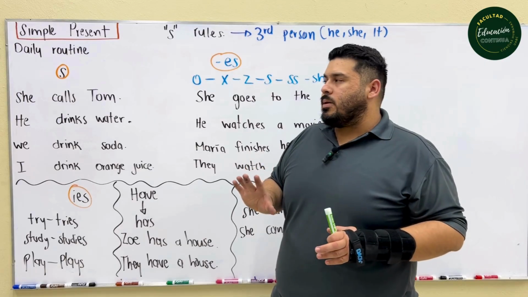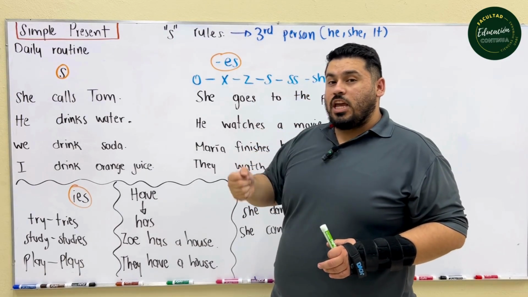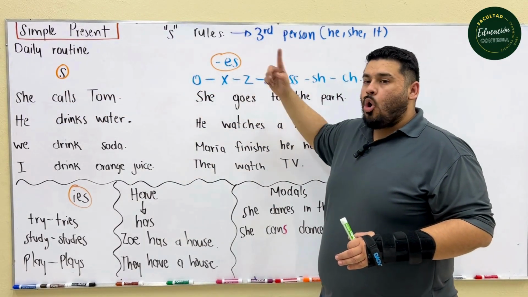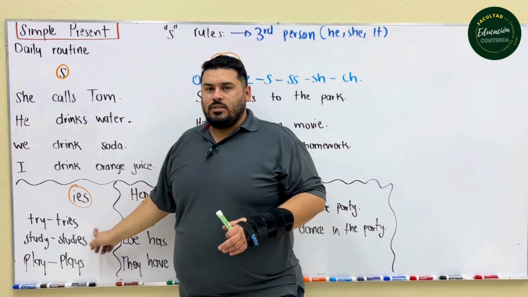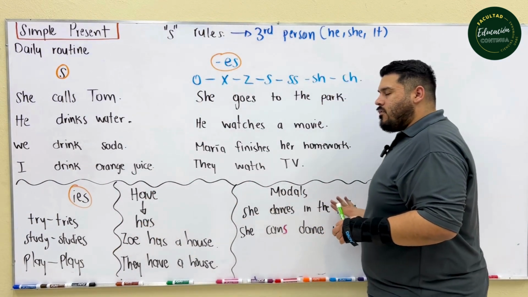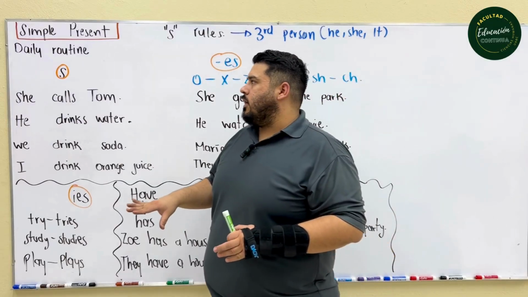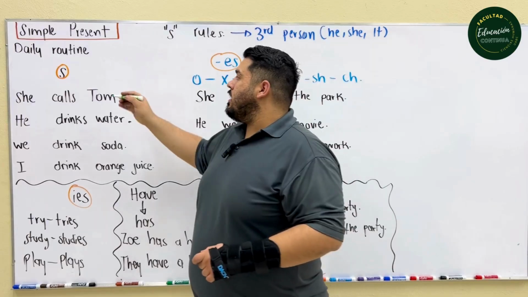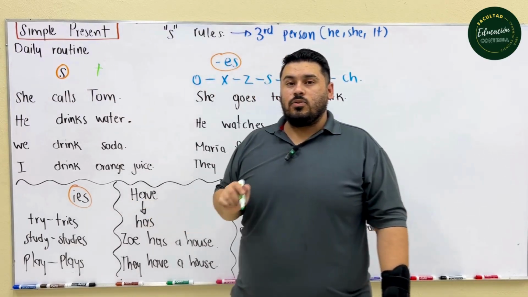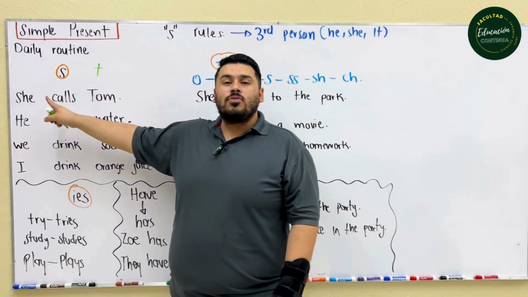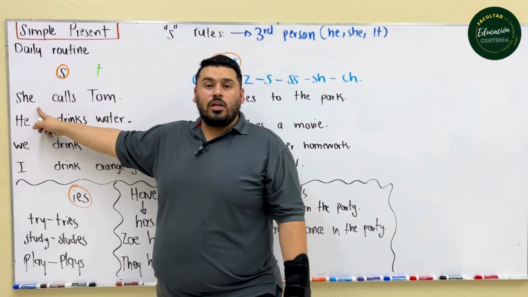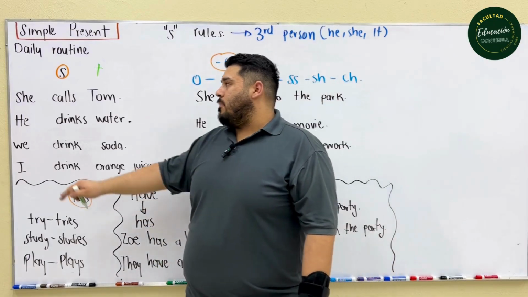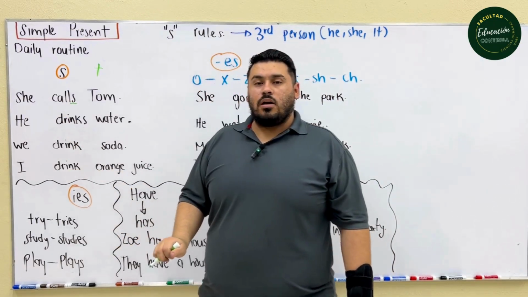Now, we have here some examples. We have three different ways to change the verb: S, ES, or IES. Here we have an exception and another thing, but we're going to explain that at the end. Now, what do you need? For affirmative or positive sentences, if you see the pronoun in the third person, you need to write the verb with an S. For example, she calls Tom.